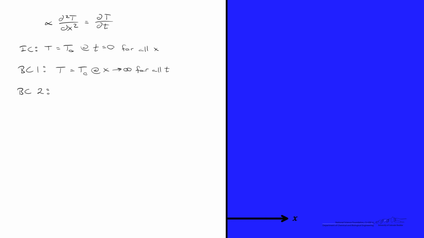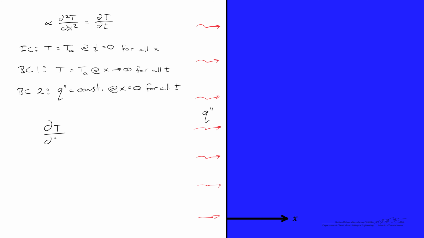In this second scenario, we're going to change the second boundary condition. So instead of saying that the temperature is some fixed value at x equals 0, we're going to look at a case in which we add a known heat flux at x equals 0. So instead of the temperature being constant, we're going to say that the heat flux at x equals 0 is some known and constant value. So in this case, the second boundary condition is q double prime is equal to some constant value at x equals 0 for all time.